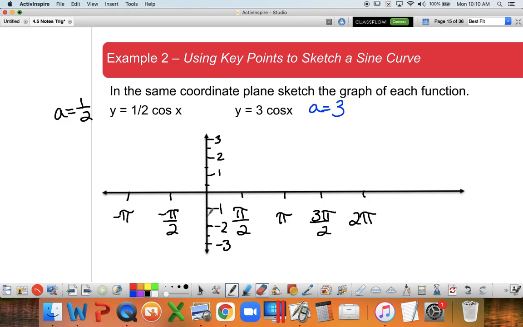And I'll put my little half tick marks there so I know. Okay, so let's do cosine first. And maybe I'll do cosine of 1/2. We'll do 1/2 cosine x first. We'll do that in red.